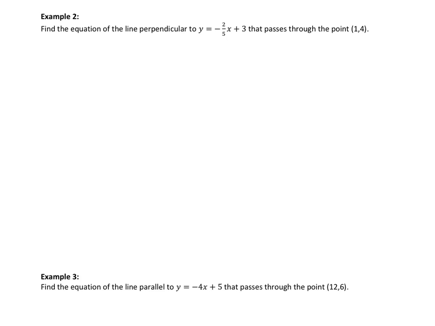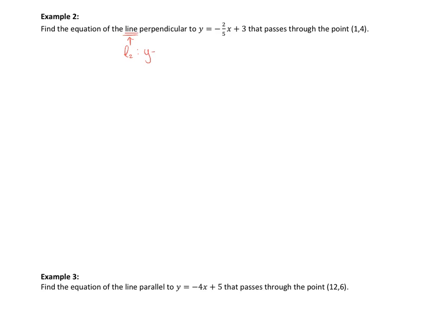Let's take a look at two more examples and learn how to write the equation of parallel and perpendicular lines. So in example 2, we want to find the equation of the line perpendicular to y equals negative 2/5 x plus 3 that passes through the point (1, 4). So I'm trying to find the equation of a line. I don't know what that equation is, so I'm going to call that line 2.